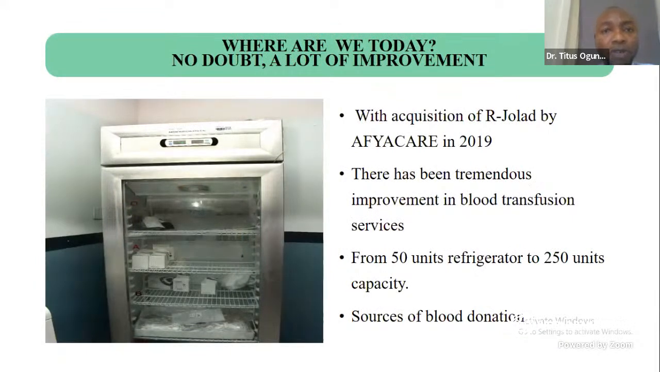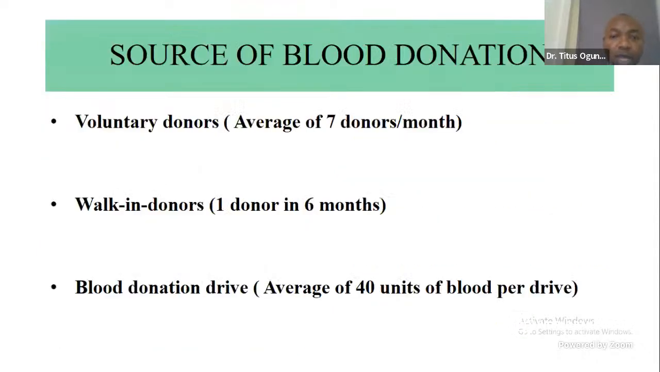So where are we today? No doubt, a lot of improvement with the acquisition of Harjolat by Afia Group in 2019. That has been a tremendous improvement in blood transfusion services, and we have moved from a 50-unit refrigerator to a 250-capacity refrigerator. And here is the source of our blood donation.